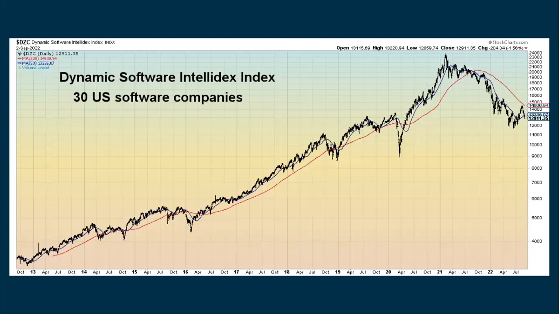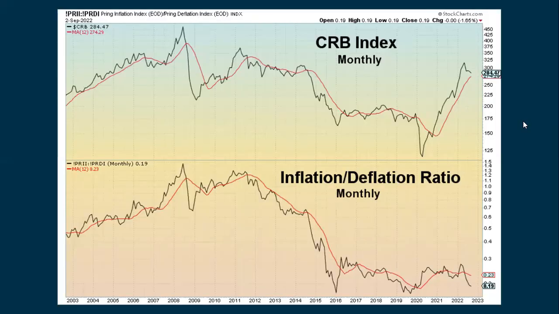Looking at some other markets, these are the 30 biggest US software companies, and they had been bouncing back, but now they're showing some weakness because this is a growth area. The CRB index still shows, when you compare the inflation and deflation ratio, that this chart is suggesting that inflation is starting to come down. And that's what the market's trying to grab onto.